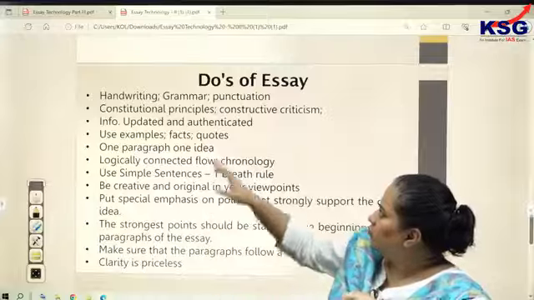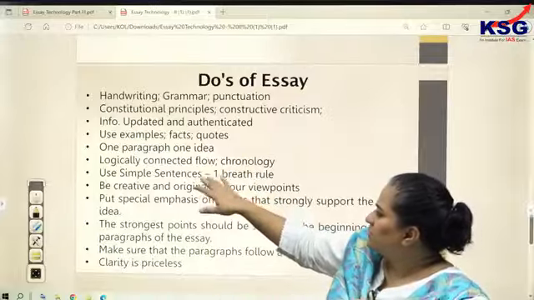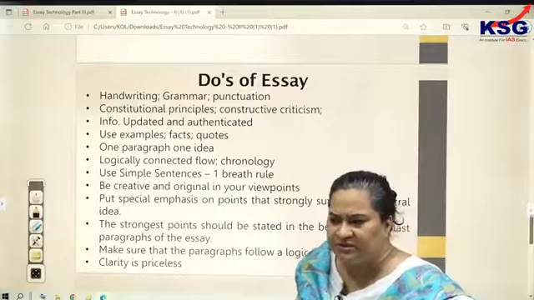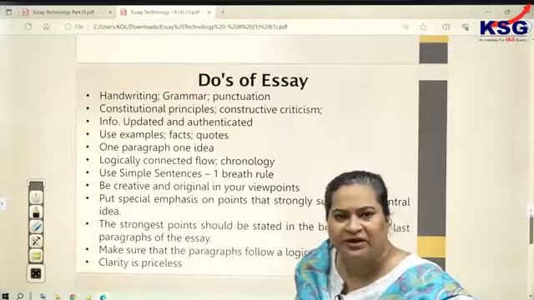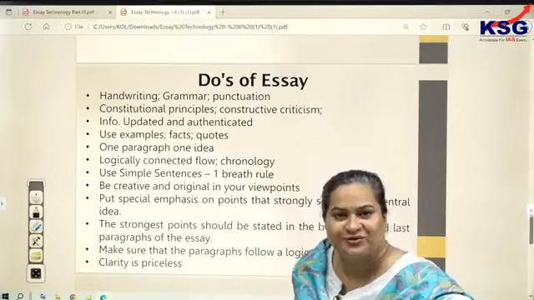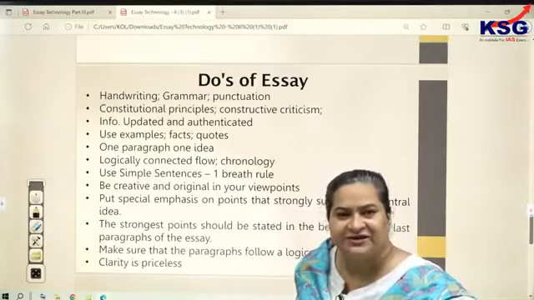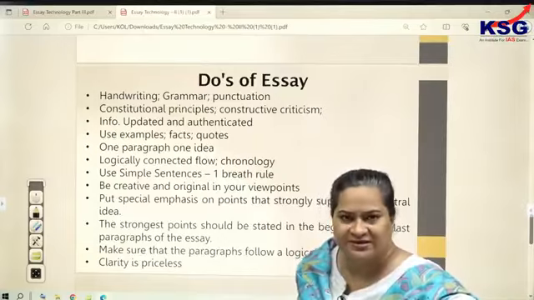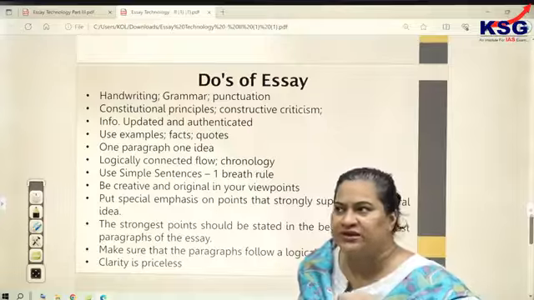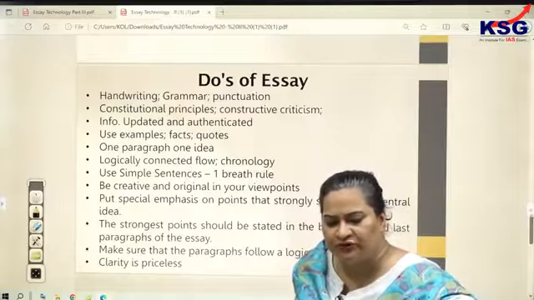So here, when we are discussing this: be creative and original in your viewpoints. What is implied is that try to make the content engaging and fresh. For this creativity's sake, I'll be talking a lot of things today related to types of introduction. Prior to that, what is advisable related to this component of creativity?